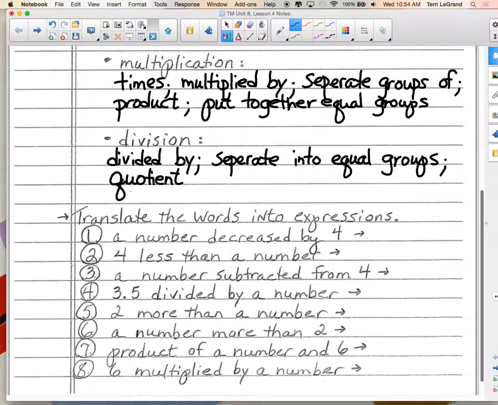So we always have to make sure we talk about those important words. Addition, it is sum. Subtraction, it is difference. Multiplication, it is product. Division, it is quotient. Okay? So this is one that it's kind of hard to separate.